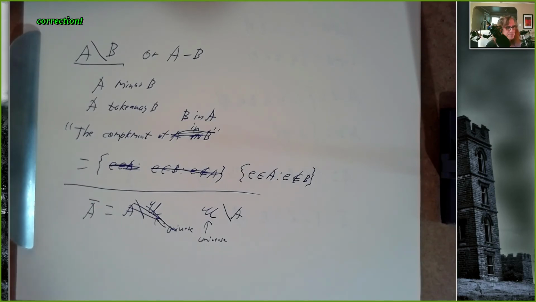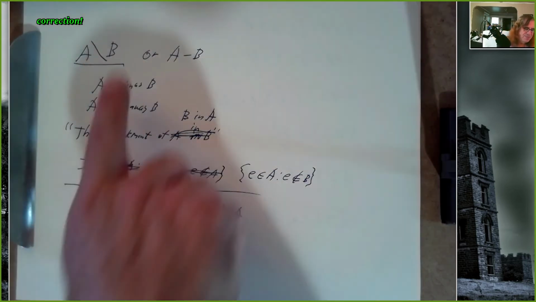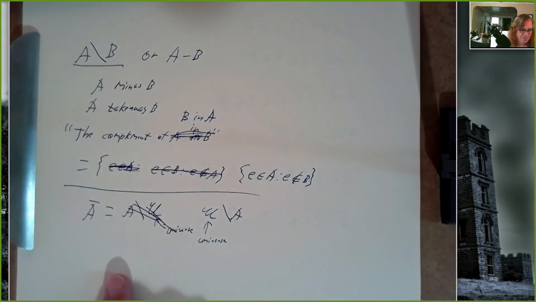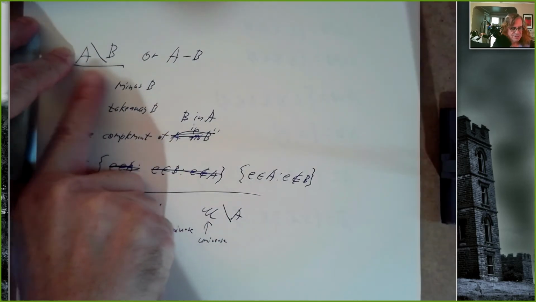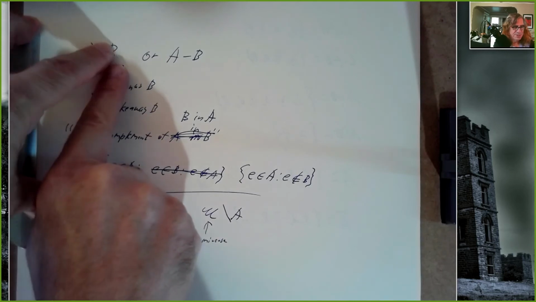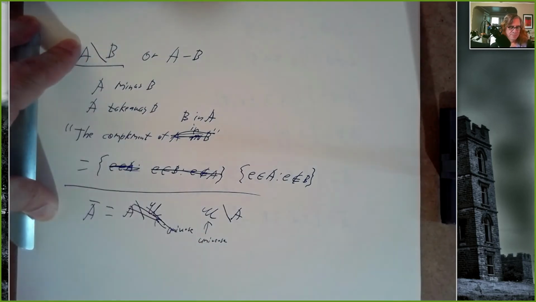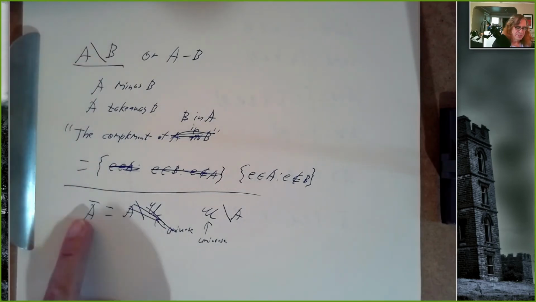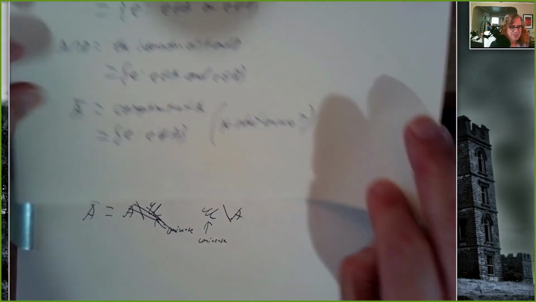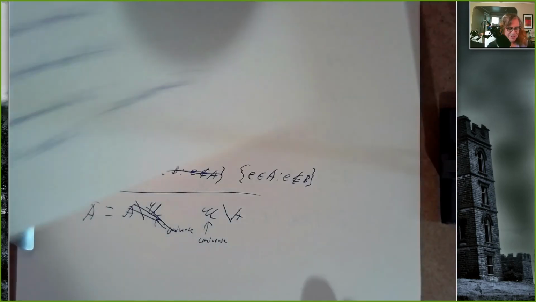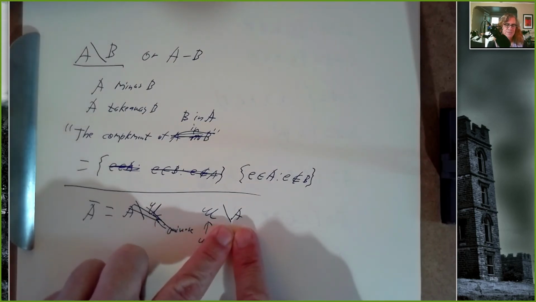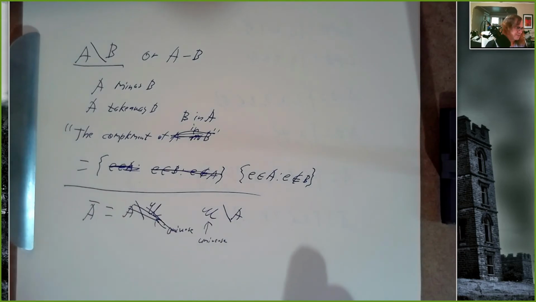All right. So A take away B, A minus B, the complement of B in A, is the set of all things in the universe that are not in B. Basically, start with the universe, throw away everything that's in B. So the plain old complement, when we just write a set with a bar on top, that's really the set of everything in the universe that's not in A. Take the universe, throw away everything that's in A.